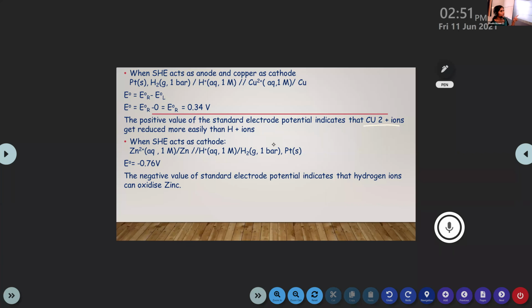After this portion, we will learn about the electrochemical series. Then it will be clearer for you about electrode potential, cell potential, and so on.